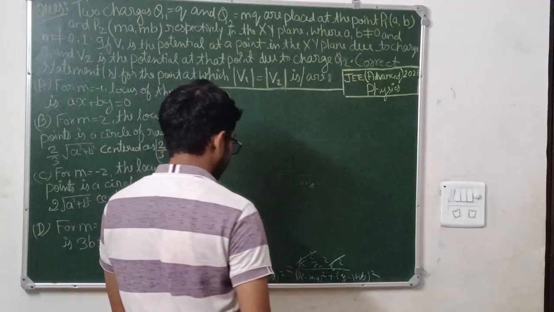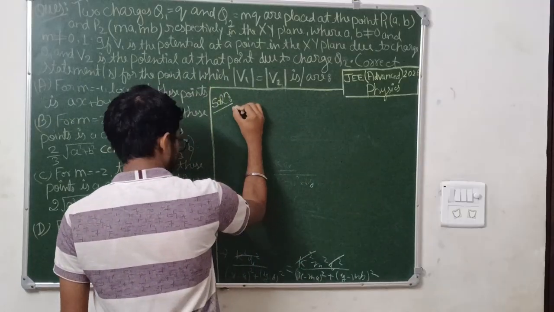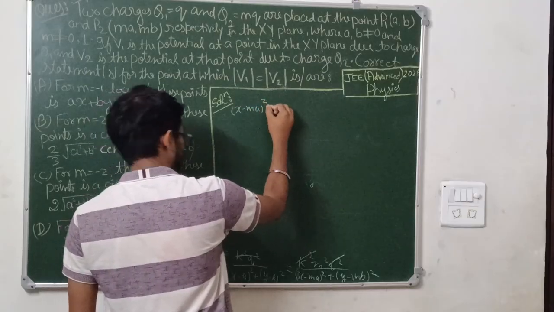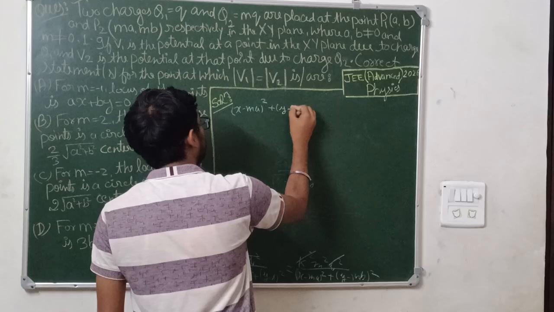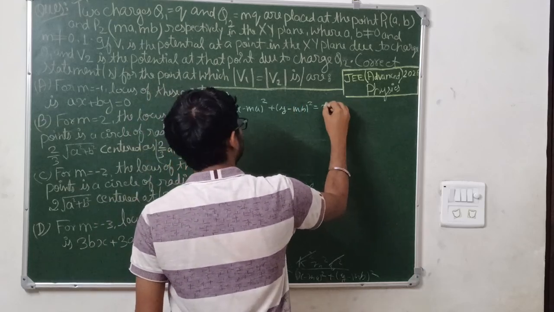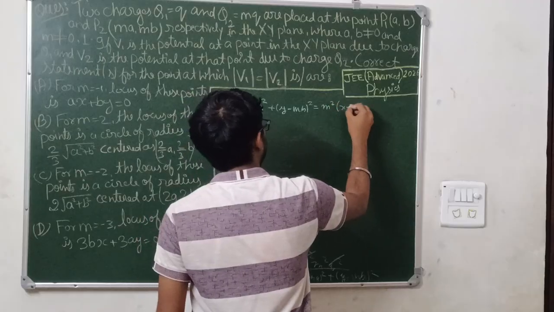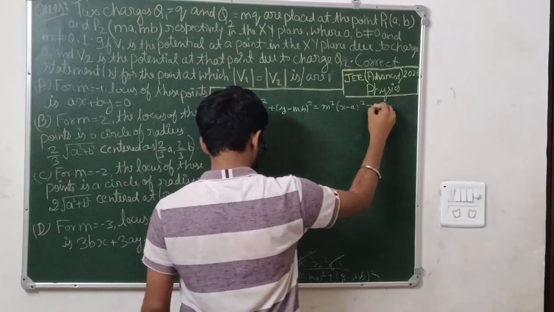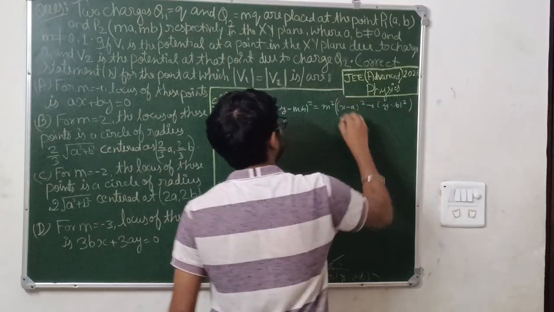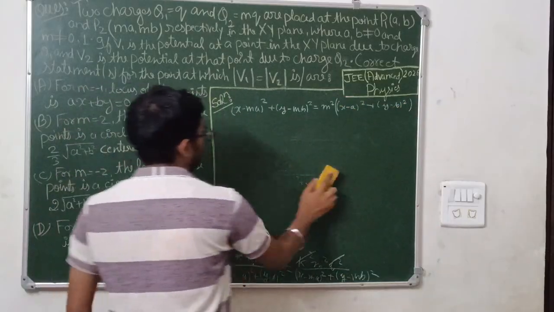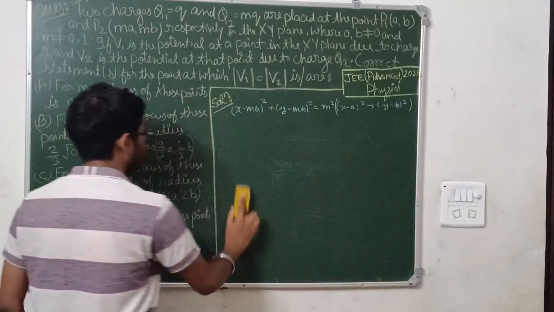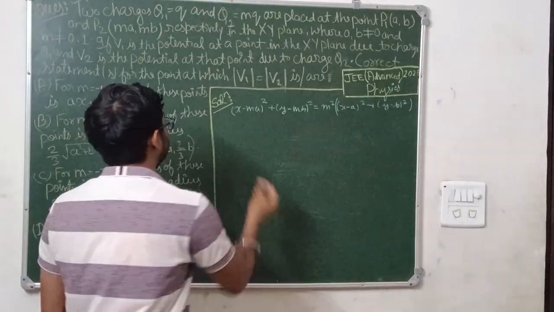Now the equation remains like this: (x minus ma) square plus (y minus mb) square is equal to m square times (x minus a) square plus (y minus b) whole square. This is the simple equation. Now for this equation you have to verify all the four options. We can further simplify it.